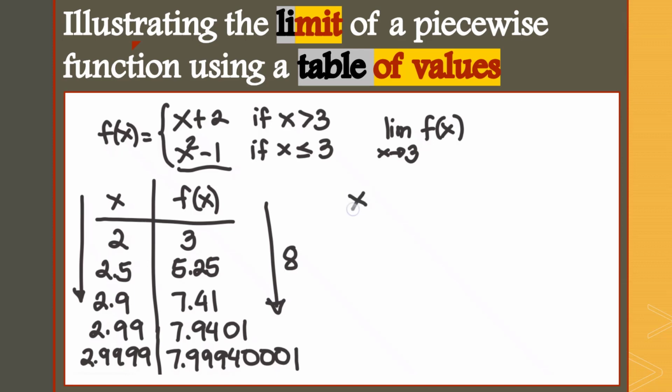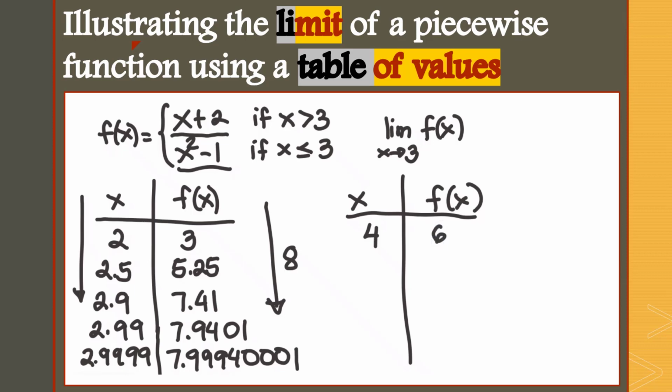Now let's have from the right. Let's try a value from the right of 3. Let's use 4. But this time, we will not be using the second expression. We'll be using the first expression because this is the definition of this piecewise function if x is greater than 3, which includes 4. So 4 plus 2 is simply 6. Next, we are going to use a value closer to 3, let's say 3.5. 3.5 plus 2, of course, you don't need calculators for that. You have 5.5.